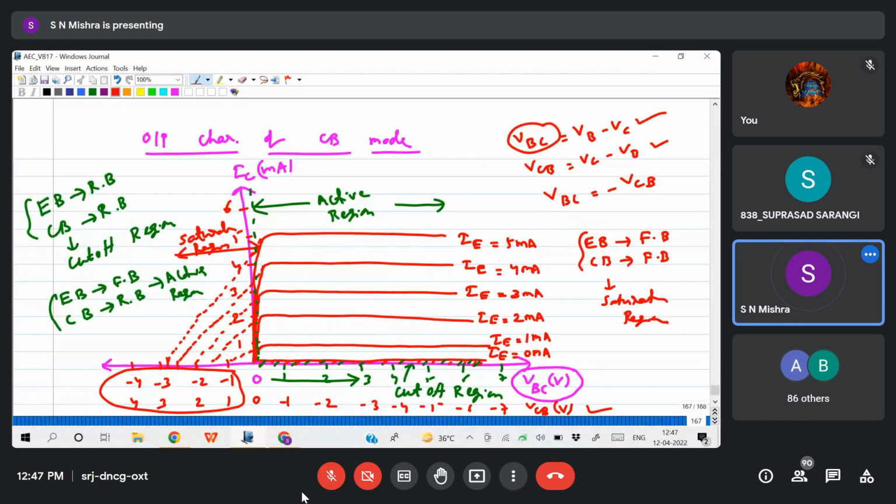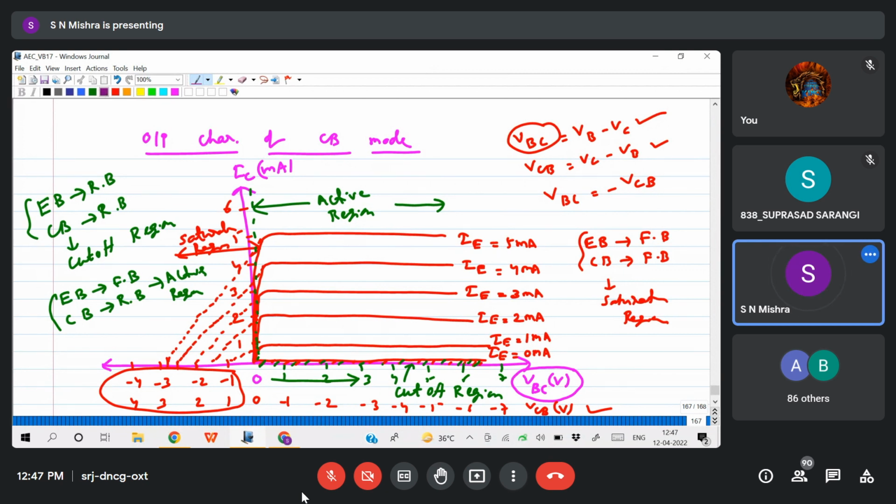Yes or no? So three regions we have seen. Cutoff region: emitter base junction is reverse biased, collector base junction is reverse biased. Active region: emitter base forward biased, collector base junction reverse biased. Saturation: both are forward biased. Okay. Another region is also there, which is called the breakdown region.